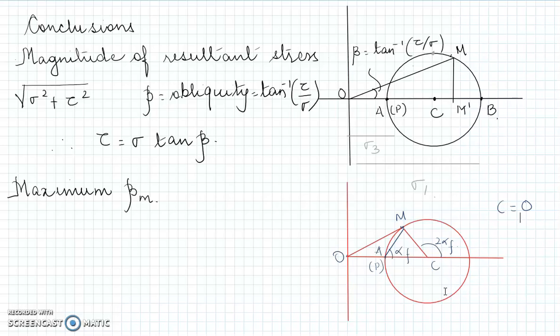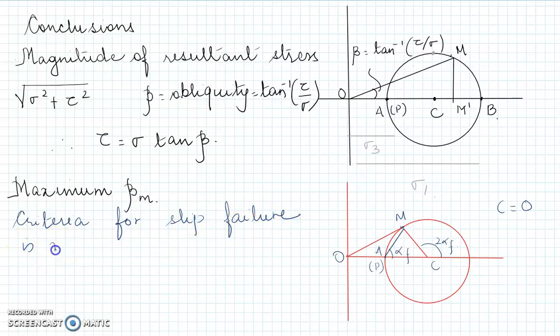obliquity is maximum. Okay. Now, criteria for slip failure, this is very important. Criteria for slip failure is not maximum tau but max obliquity.